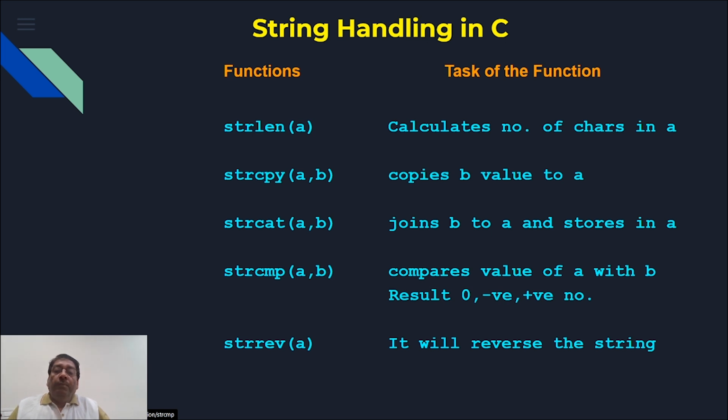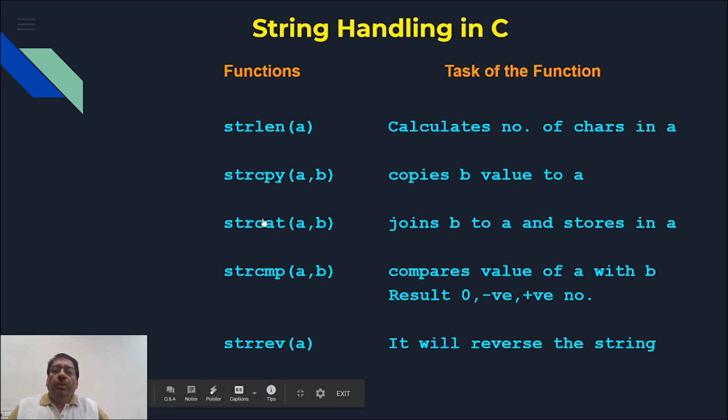So if the second string starts with Z and the first starts with A, the first string is smaller than the second string. If the first starts with Z and the second starts with A, then we can say the first string is greater than the second string, and so on. Similarly, we have strrev. This will try to put the string in reverse order. So if you have hyd, dyh will be the output of this, and so on.